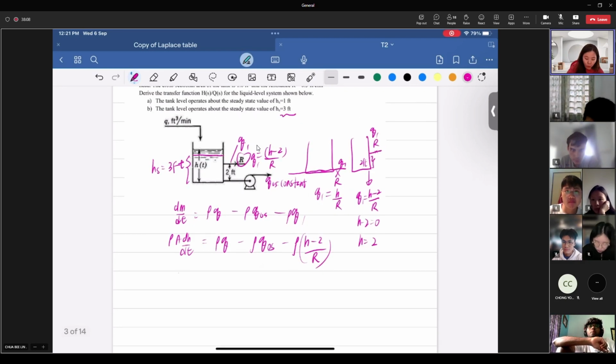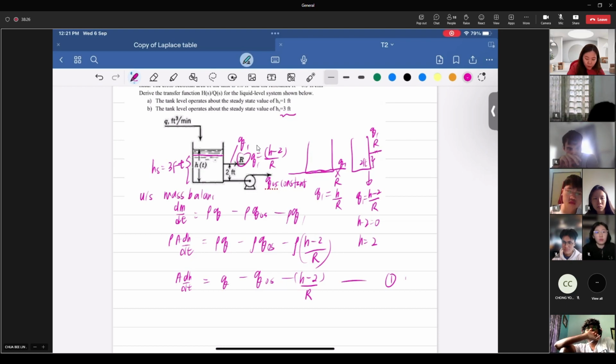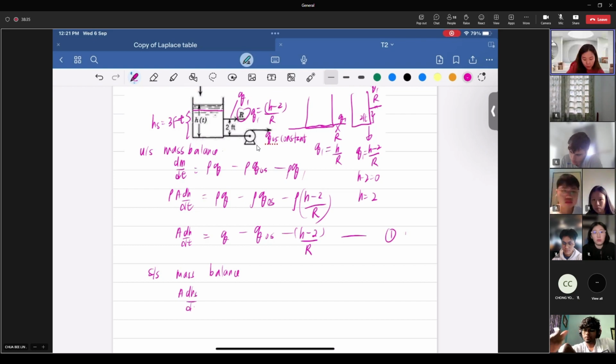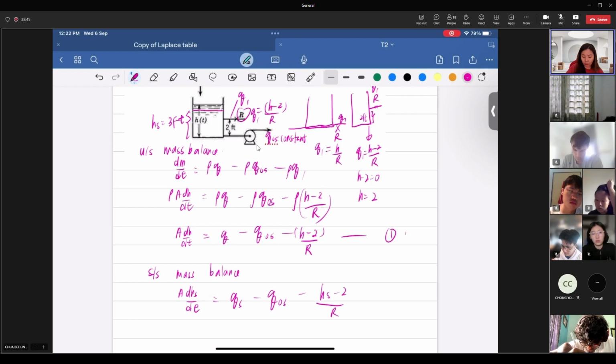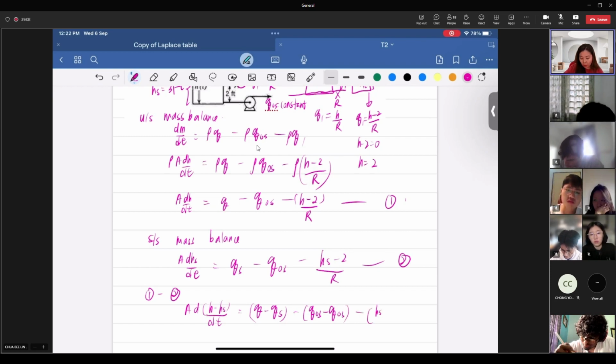Then you cancel all the density, it will be A dH over dt equals Q minus Q naught s minus H minus 2 over R. Then you can bracket this one. So this is your equation 1, or you can put unsteady state mass balance. Now is the steady state mass balance. So put the subscript there: A dHS over dt equals QS minus Q naught s minus HS minus 2 over R, equation 2. Then repeat 1 minus 2. So 1 minus 2, you'll be having A d(H minus HS) over dt equals Q minus QS, bracket, minus outside, don't touch, Q naught s minus Q naught s, minus, don't touch, HS minus 2, minus HS, H minus 2.